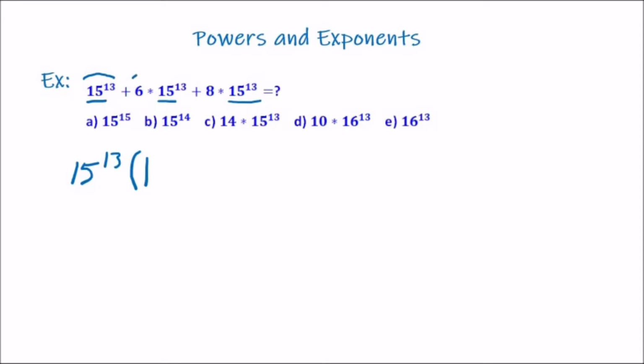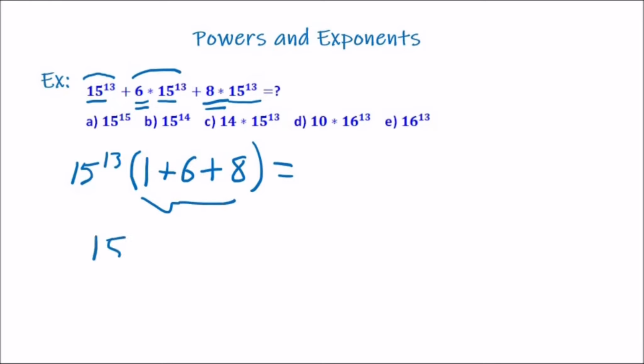So for this term, I'm going to put here 6 because this term is multiplied by 6. For the next number, I'm going to put here 8. If you remember the order of operations, we need to do the parentheses first. So if you add them up, it's going to be another 15. So 15 to the power of 13 times 15. If you remember, in this multiplication the bases are the same, so we need to add the powers up, and once you do that you have 15 to the power of 14, and as you can see the answer is B.